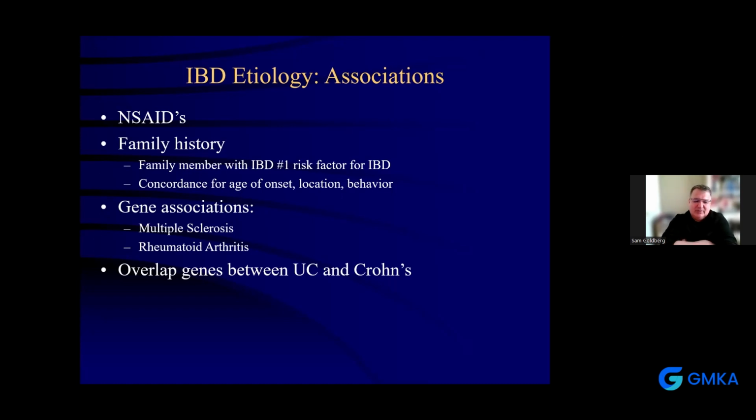So there are some other gene associations. We see increased risks of Crohn's and colitis in patients with multiple sclerosis and rheumatoid arthritis. I think one of the big things for everybody to understand is there's an overlap between the genes that are causing ulcerative colitis and Crohn's disease.